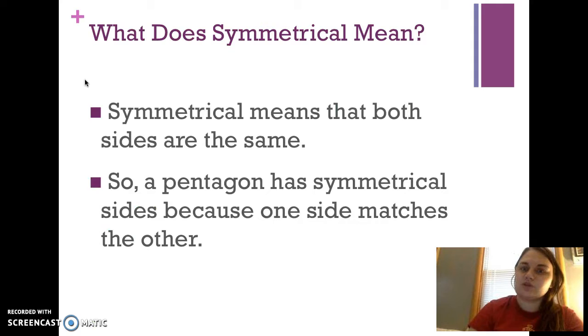I would explain what symmetrical means. Symmetrical means that both sides are the same. I would tell the kids that if they were to fold the shape in half and both sides would still be the same, then that would show that the shape is symmetrical. I would say a pentagon is symmetrical because one side matches the other.